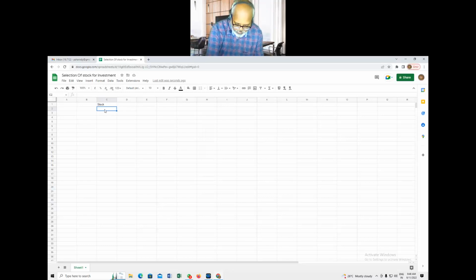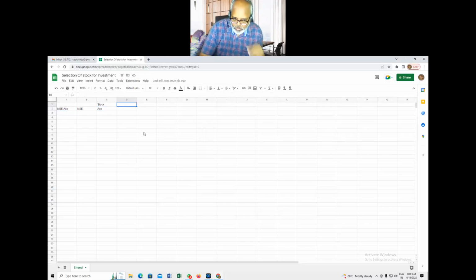For example, if I take ACC, then in column B I have to write NSE colon, and in column A I would write equals CONCATENATE, and then I will select B and C to merge it as NSE colon ACC.